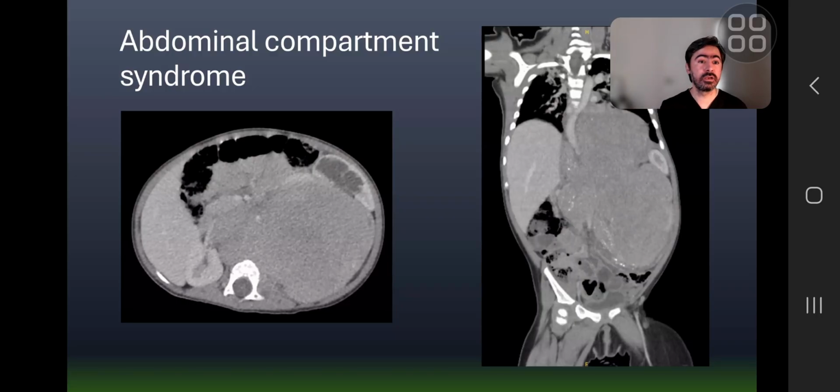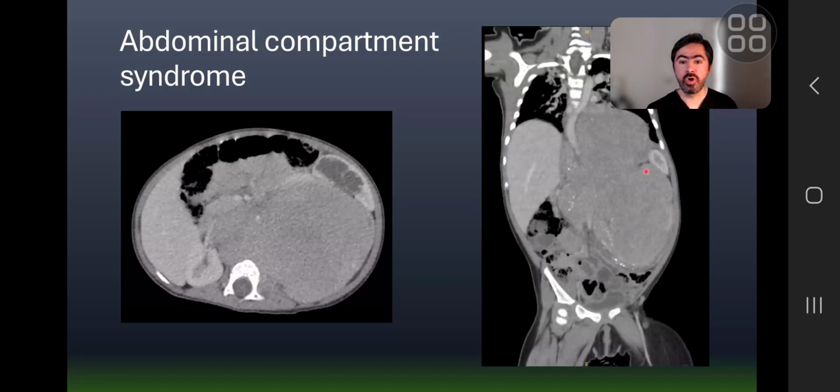Here is an image of a neuroblastoma causing significant mass effect over the abdominal structures, specifically the left kidney, which is displaced laterally. And on the coronal image, you can see the extent of the tumor inferiorly into the lower abdomen, as well as causing splinting of the diaphragm.